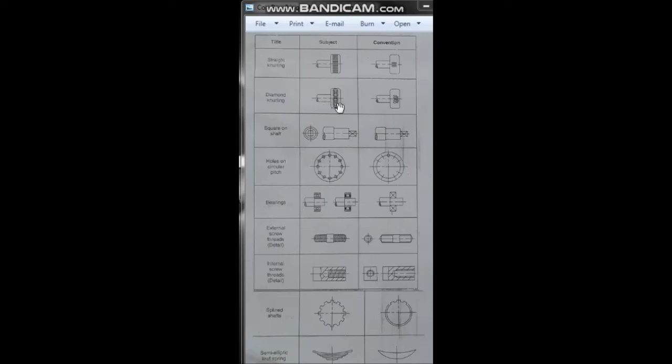Diamond knurling, you know, is used in various automobile components. When you use a wrench or screw jack handle, it may slip. That's why we use diamond knurling. It is done on a lathe machine, we use a knurling tool. This is straight knurling. There is a double cut for diamond knurling, and for straight knurling there is a single cut. And this is the convention of straight knurling and diamond knurling.